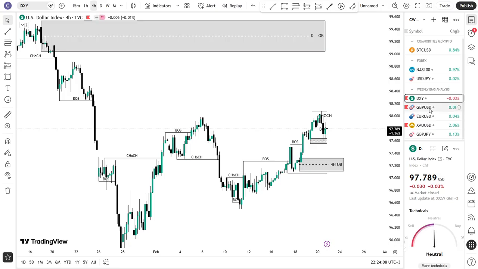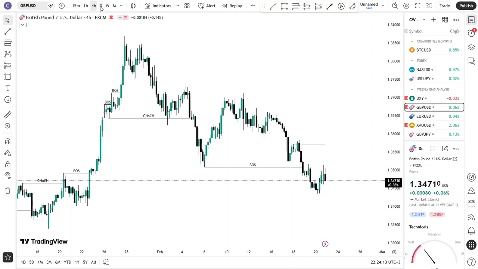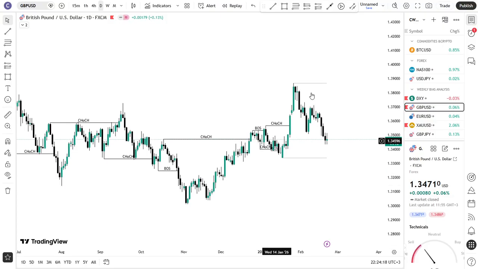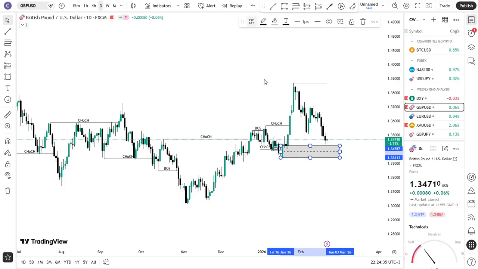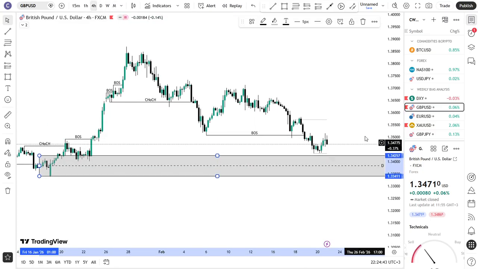So we are going to go to GBPUSD. We'll start with the daily, and we can see that we are bullish, guys. The reason I'm saying that is because we had this break of structure and this change of character, and price is pulling back. If price comes to this OB here, this is our daily OB, there's a possibility that it's going to come there. We'll have to wait and see how the market is going to react on this OB.